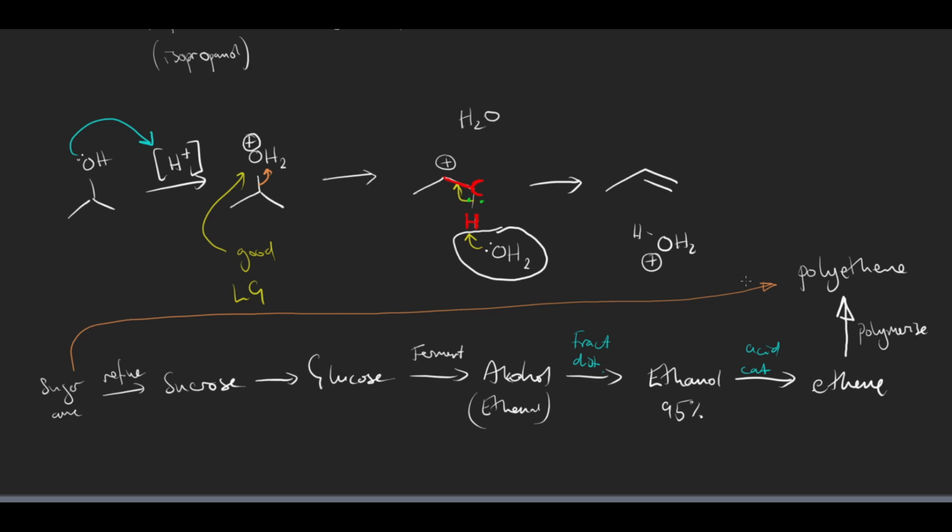So for example, if you were to burn polythene, let's add this in here, if you were to burn polythene in oxygen, you'll be left with carbon dioxide and water. And that carbon dioxide and water can then be used, I've made a bit of a mess of this now, to grow more sugarcane. So now I have a cycle. This is like the biofuel cycle.